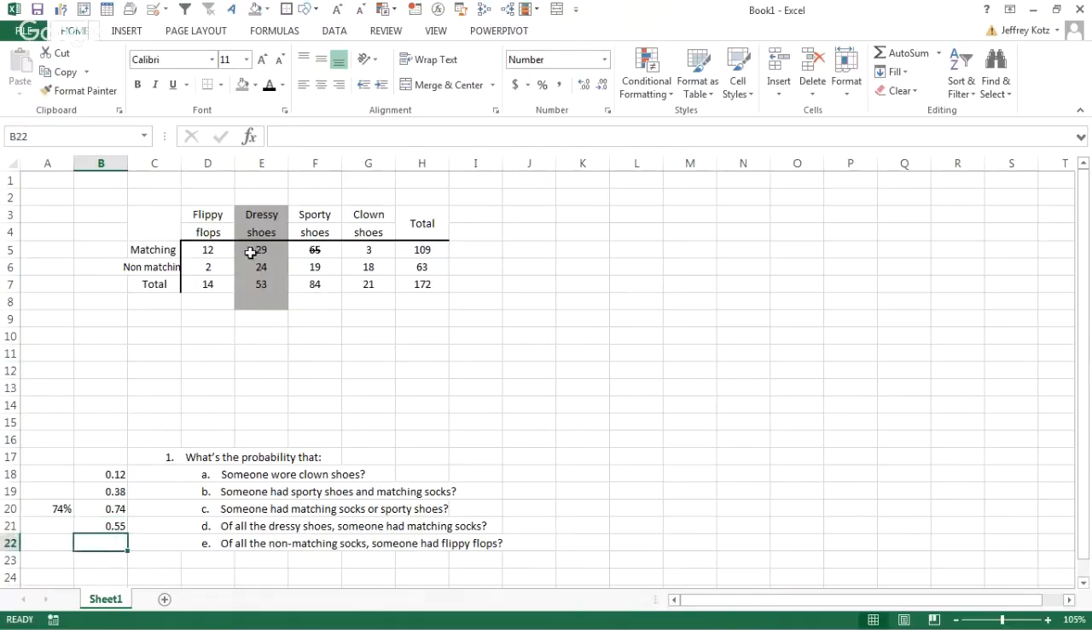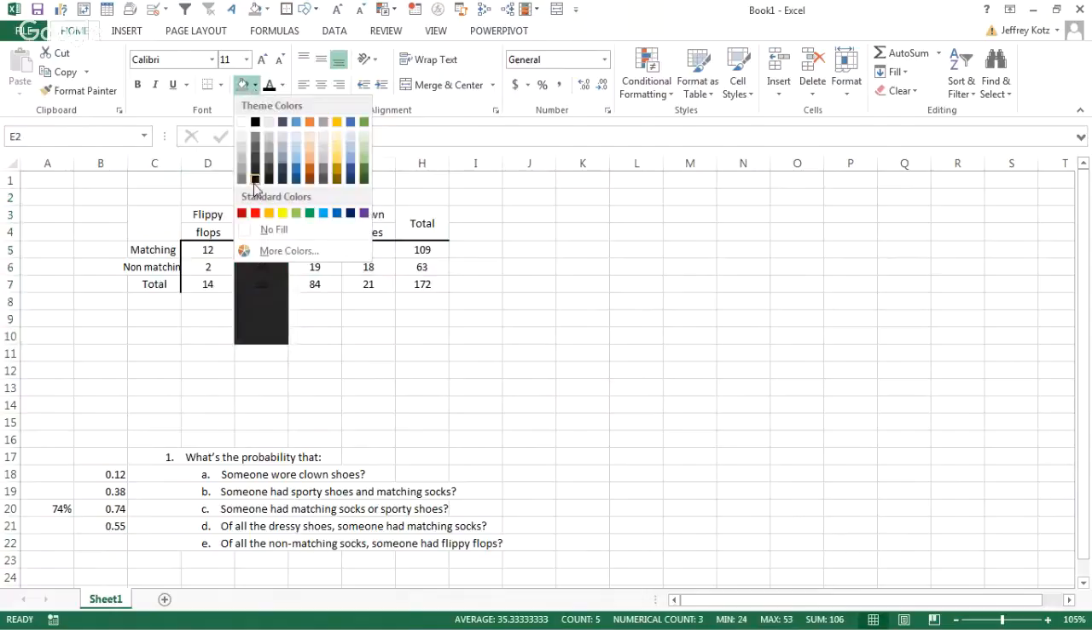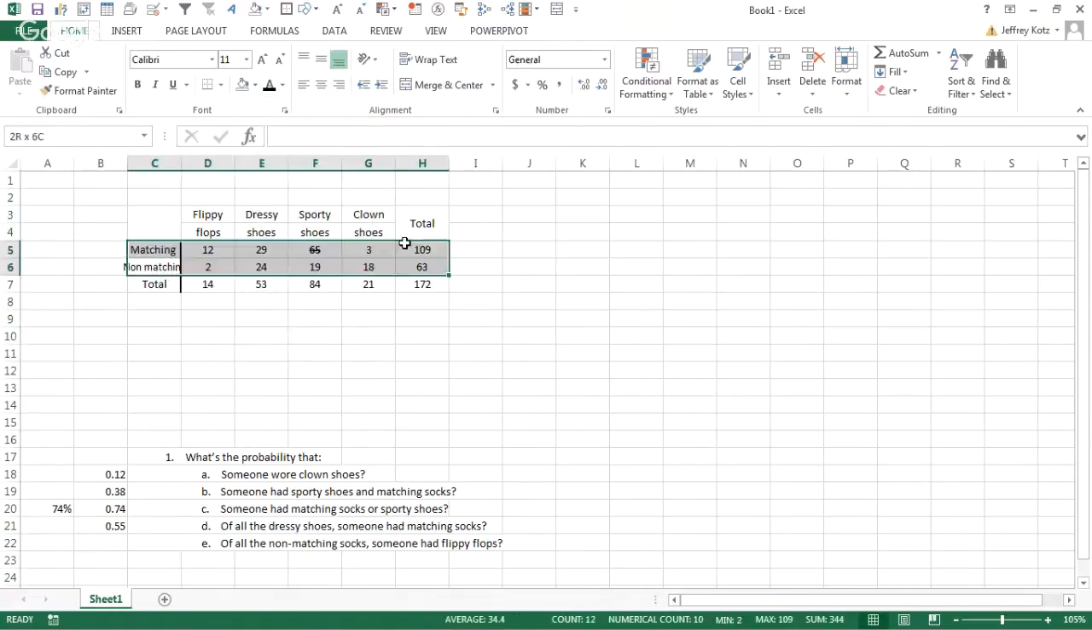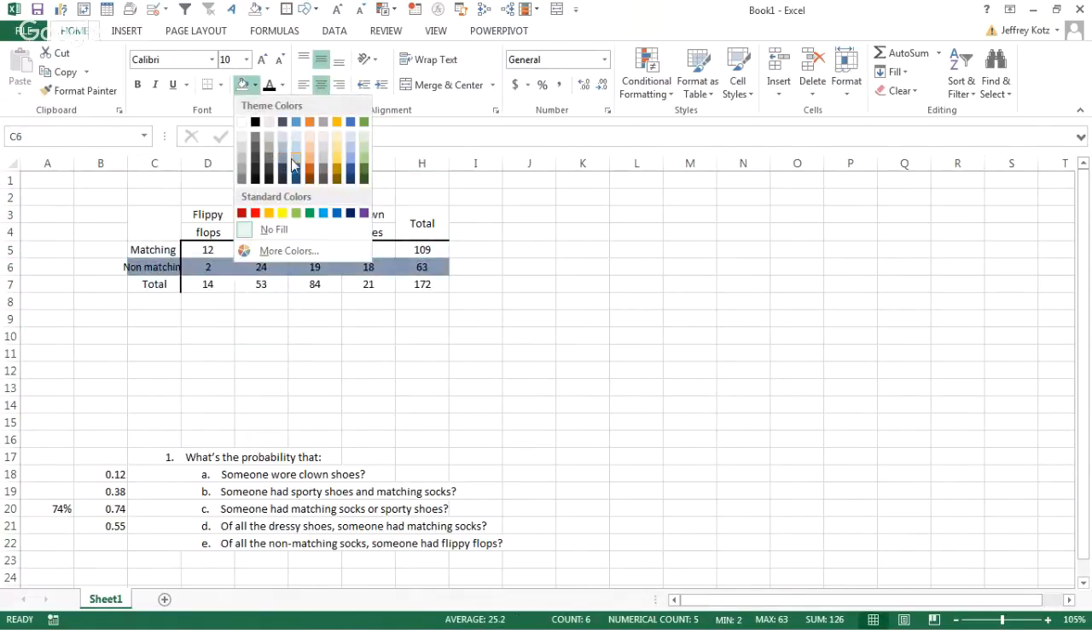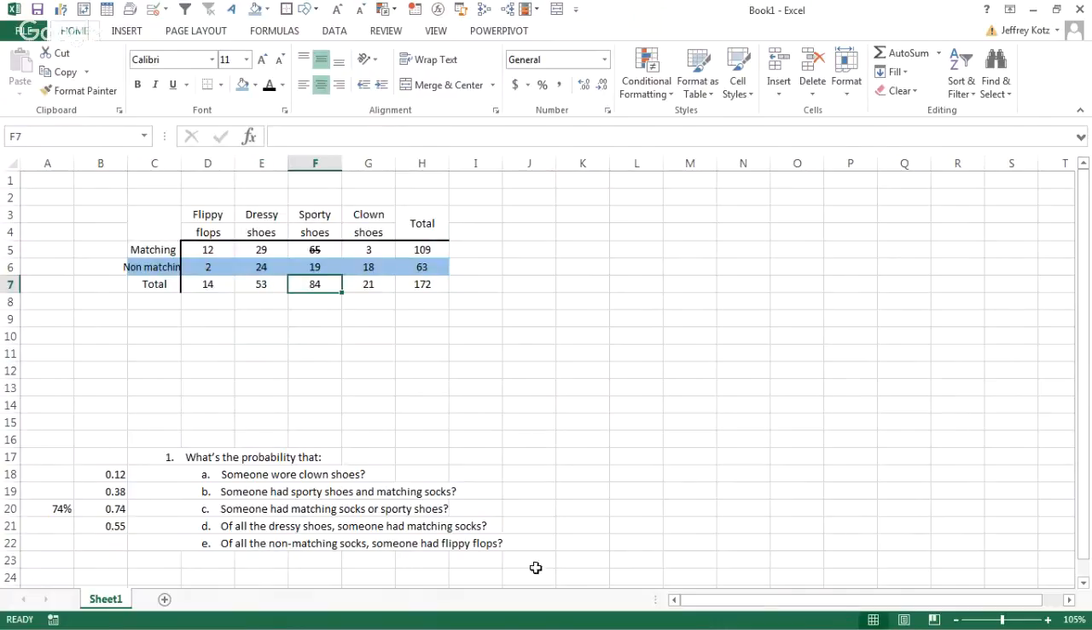Of all the non-matching socks, which is 63 non-matching is there. Of all the non-matching socks, someone had flippy flops. That appears to be 2 flippy flops out of the 63 non-matching, which is 0.03. There's the answers to those.